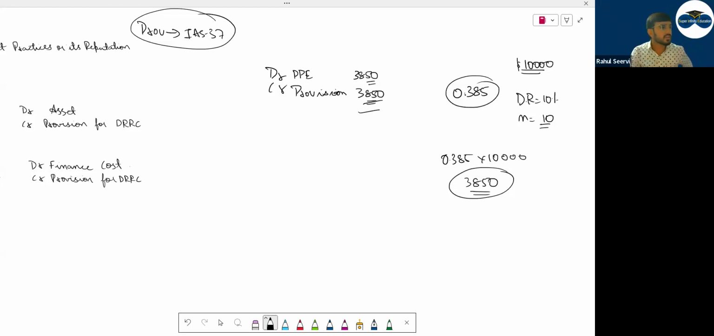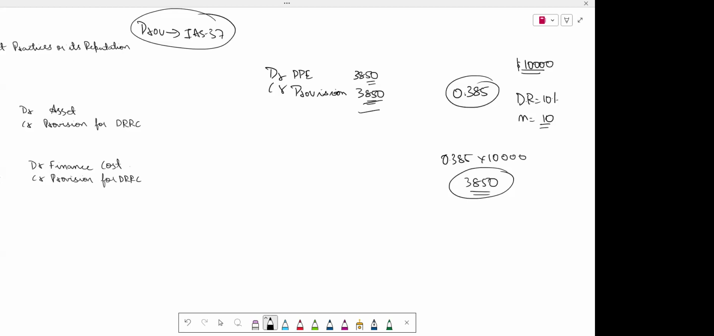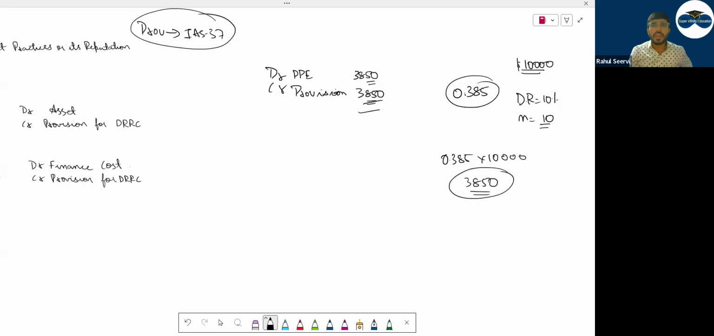Is this correct? No, it is not correct. You have to incur $10,000. Sir, we have recorded 3,850. It's not correct. Can I say what we will do? You will increase this, how? By taking the 10 percentage every year. 3,850 into 10 percentage is 385. You will increase it.